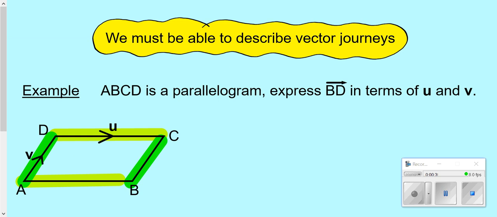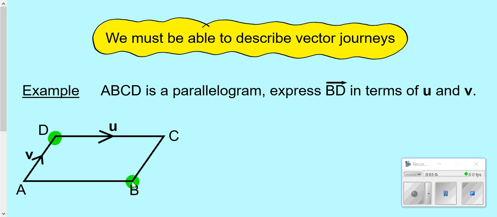Now, a vector journey is always from one point on your shape to another. The journey it's looking for here is B to D. So I'm trying to get from the point B to the point D. To do that, I need to use the vectors, or the lines, that I have so far.